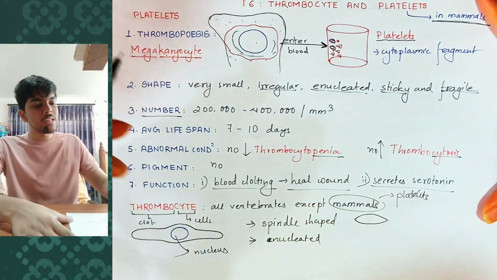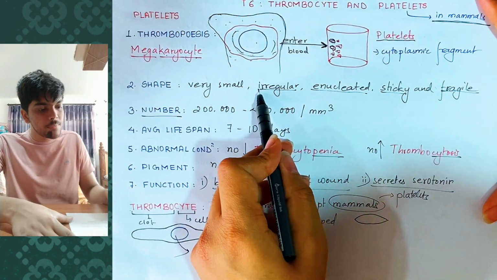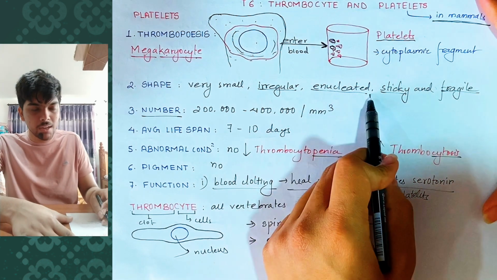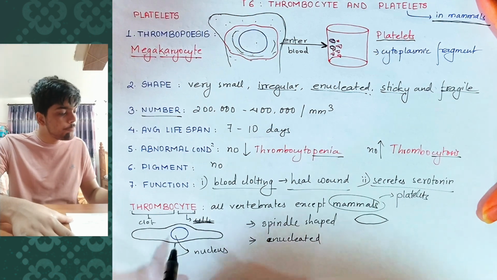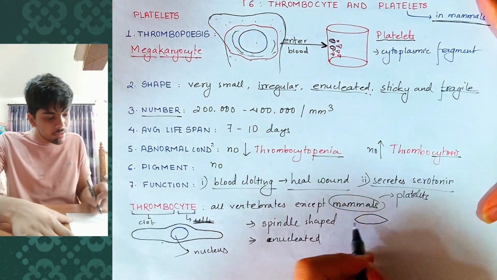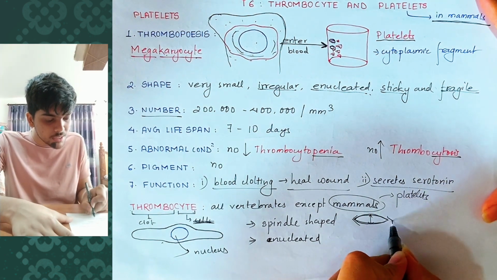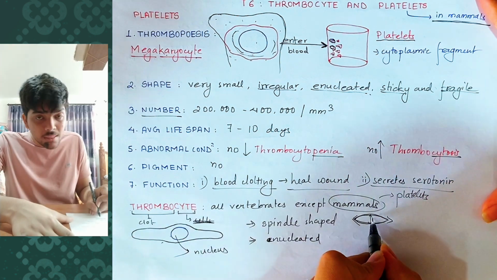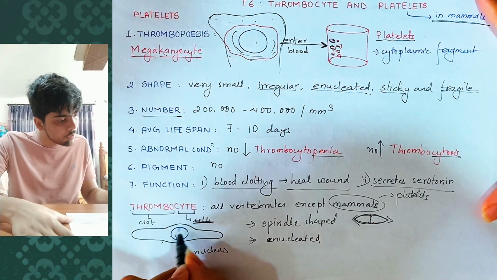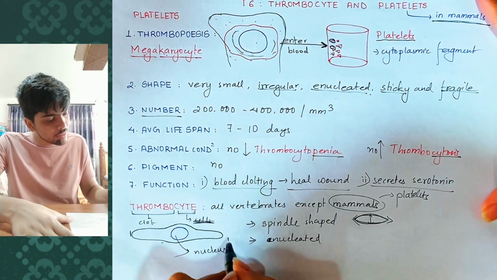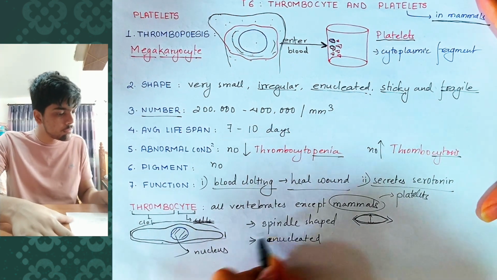Platelets don't have a regular shape, they are irregular, and they don't have a nucleus, they are enucleated. However, thrombocytes are actually cells and they have a fixed shape, as you can see here. The shape of a thrombocyte is spindle shape, that is, it is swollen in the middle and tapering at the ends. It is swollen in the middle due to the presence of the nucleus in the middle. So here's your nucleus in the middle of the thrombocyte and it's tapering at the end. So the shape is spindle shaped and it is nucleated.